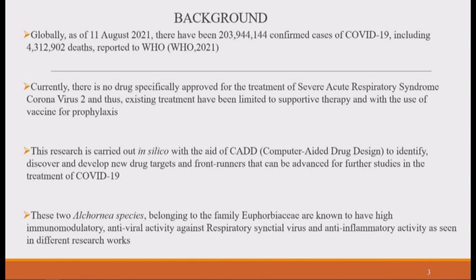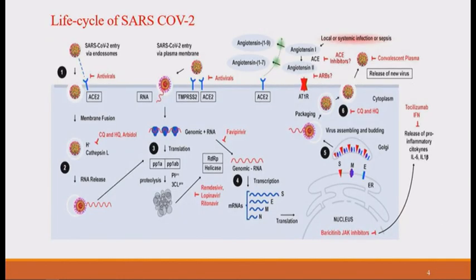So this research work is aimed at finding SARS-CoV-2 inhibitors that will be able to address this COVID-19 disease. Now, this research work is carried out in silico with the aid of computer-aided drug design to identify, discover, and develop new drug targets for the treatment of COVID-19. Now, our research work is narrowed down to two species that belong to Euphorbiaceae, Alchornea cordifolia and Alchornea floribunda, popularly known as Christmas bush or Niado. And now they have been known to have high anti-inflammatory, immunomodulatory, and antiviral activity against respiratory syncytial virus from previous research works.